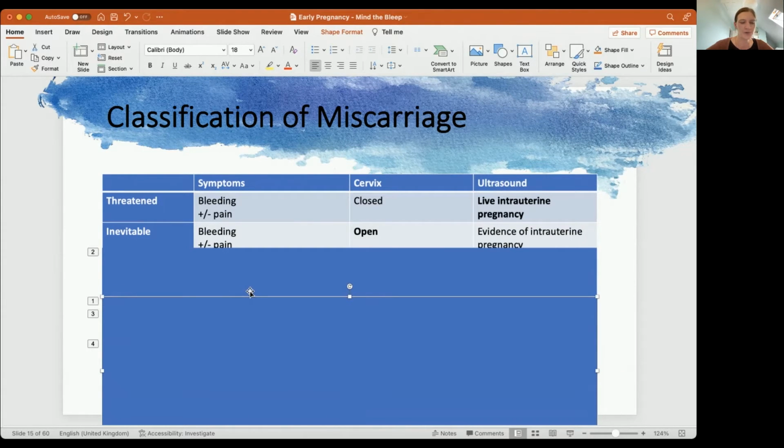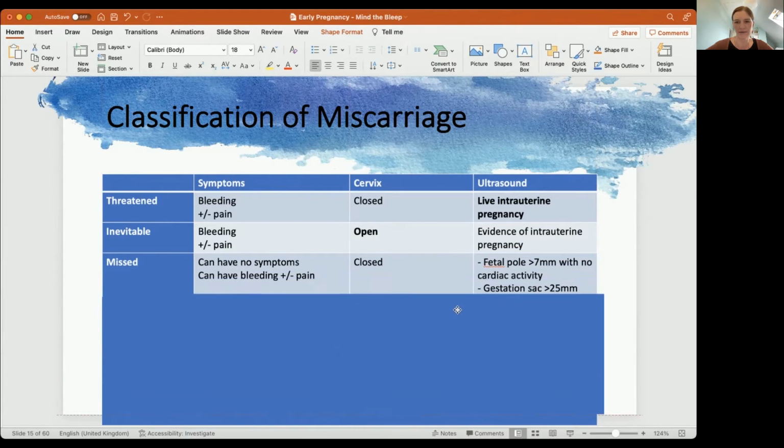An inevitable miscarriage is bleeding, but when you examine them, the cervix is open. But if you were to do a scan, you would see that there was a pregnancy. Unfortunately, it's going to be over soon.